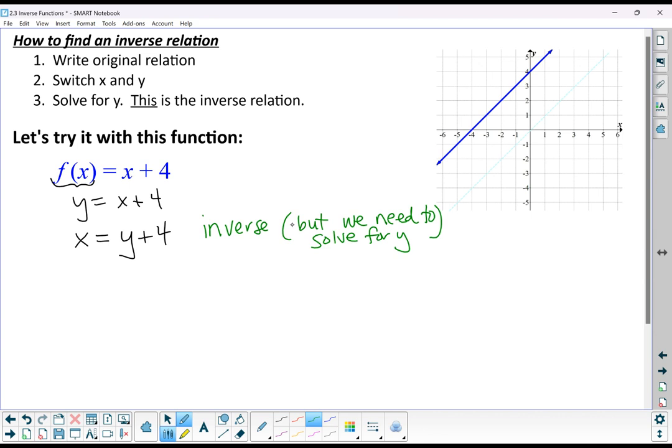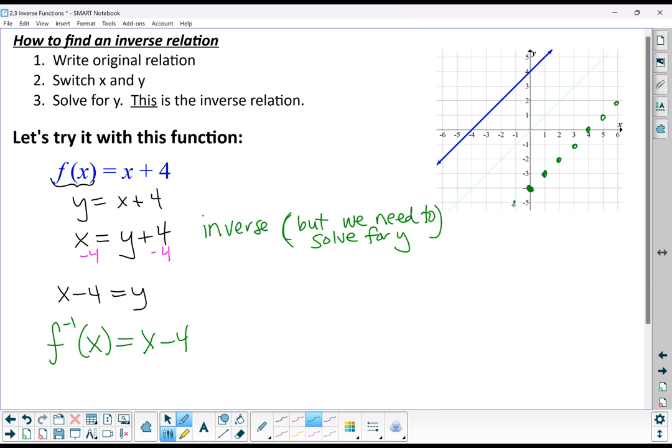So we want to isolate that y, and in this case, to isolate y, we just need to subtract 4. So we get x minus 4 is equal to y. That equation is f inverse. F inverse of x is x minus 4. And we could graph this equation. It's a line that has a y-intercept of 4, and the slope is 1. So up 1 over 1.